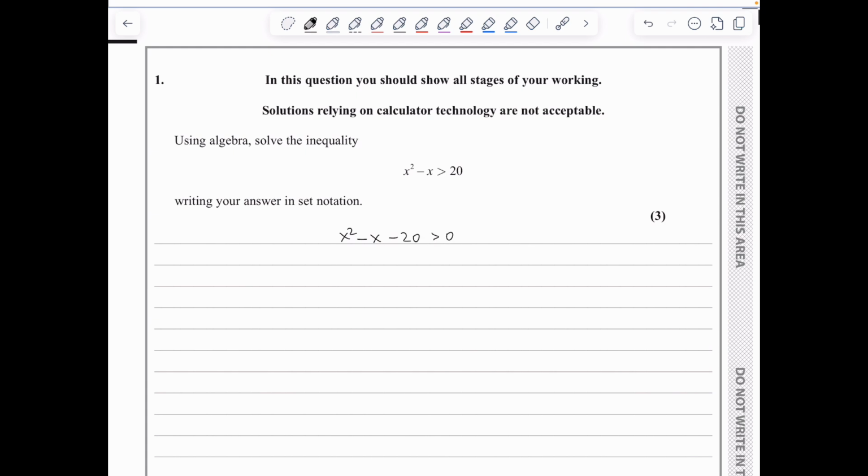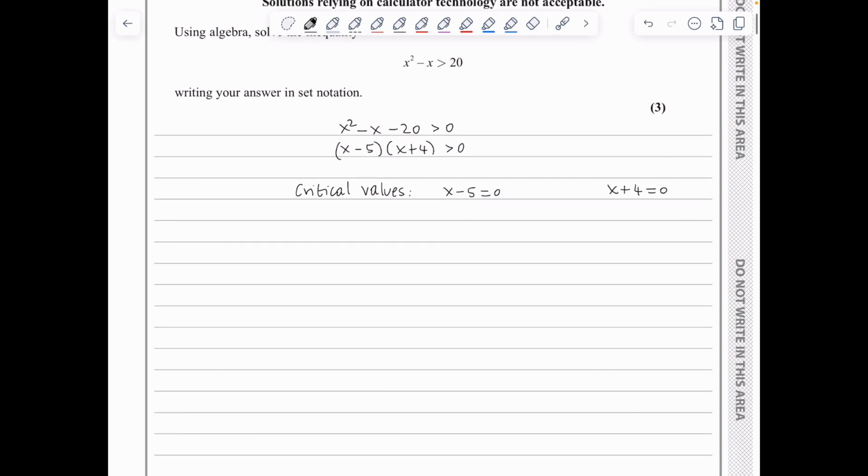Now this factorizes into x minus 5 times x plus 4, and I will proceed by finding the critical values, which are those values of x that make the left hand side 0. So we're looking at x minus 5 being equal to 0 and x plus 4 being equal to 0. So we've got the two critical values being x is 5 and x is negative 4.